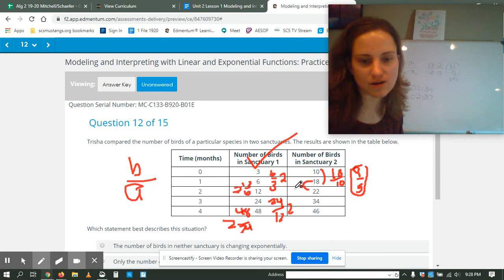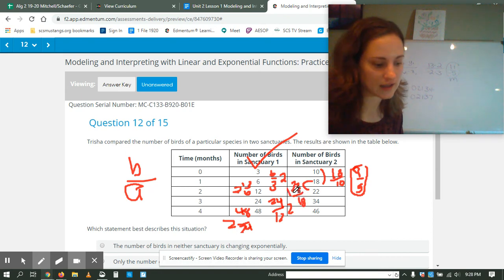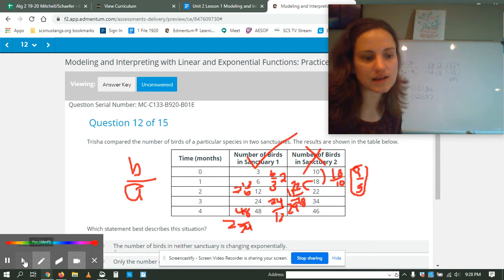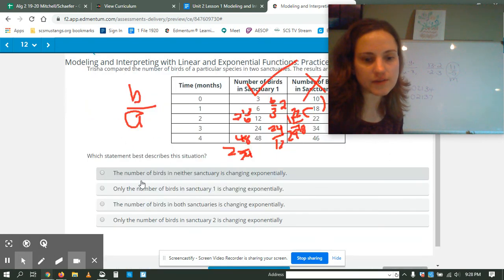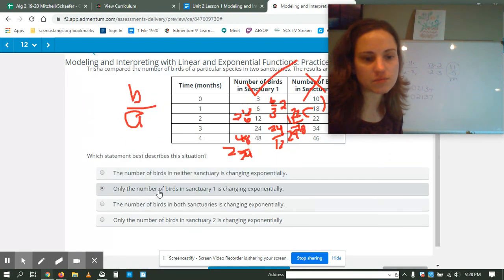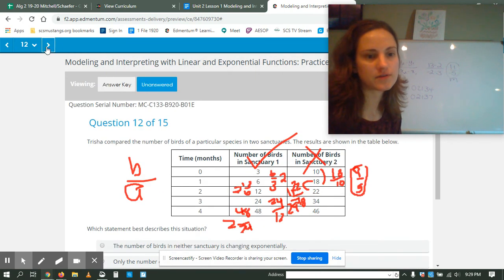And then here, if I do 22 over 18, that's going to be 11/9. So 11/9 and 9/5 are not the same. So sanctuary 2 is not exponential. So I just go find the one that says only the number of birds in sanctuary 1 is changing exponentially. So there we go for 12.